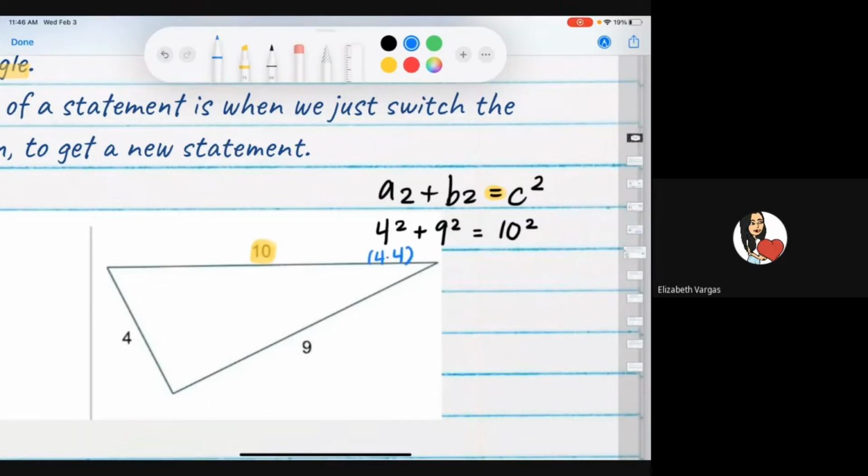Okay, what does this mean? This means 4 times 4, which is 16. 9 squared means 9 times 9, which is 81.